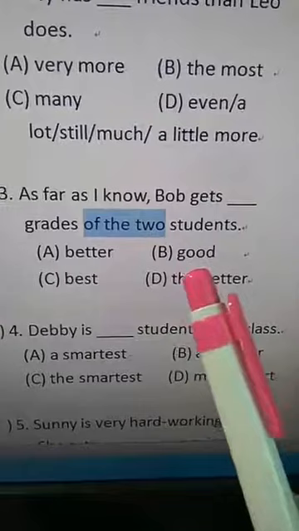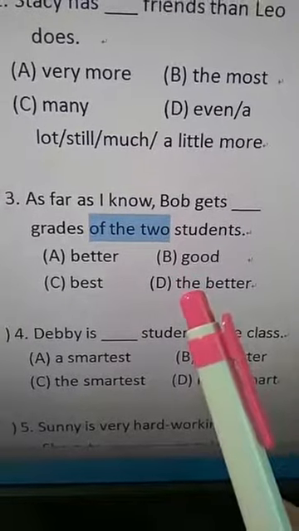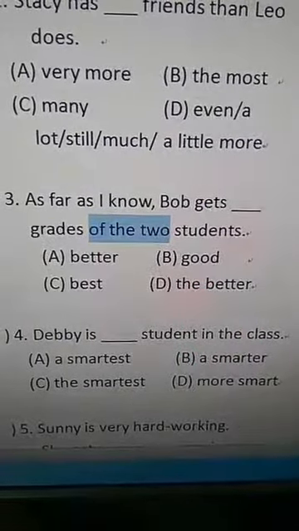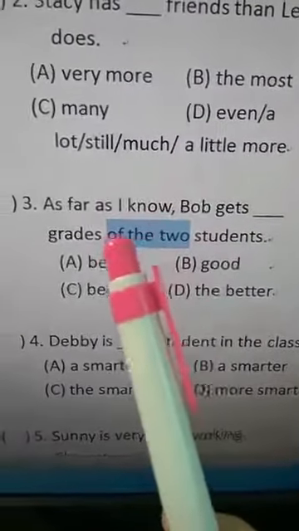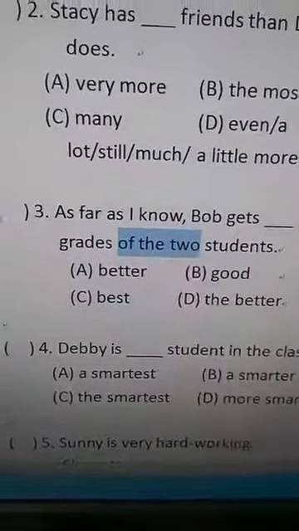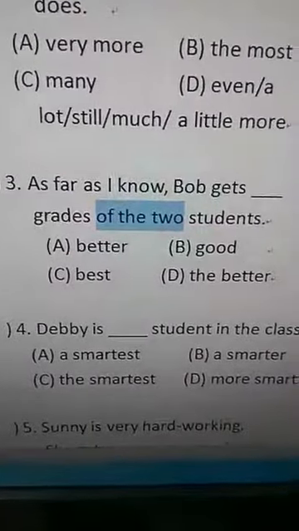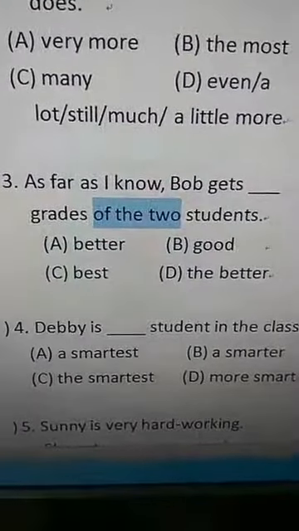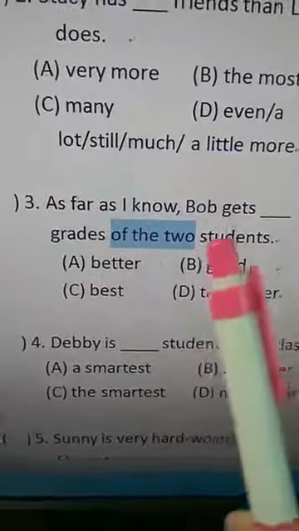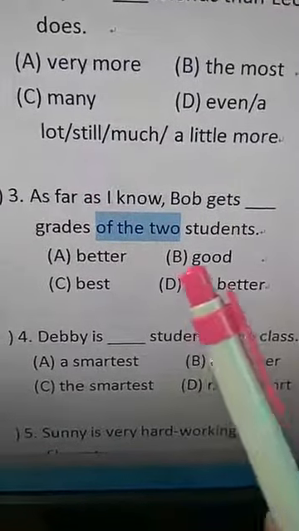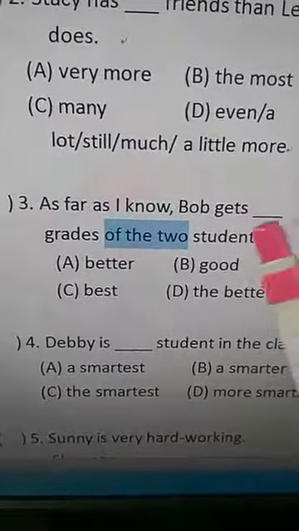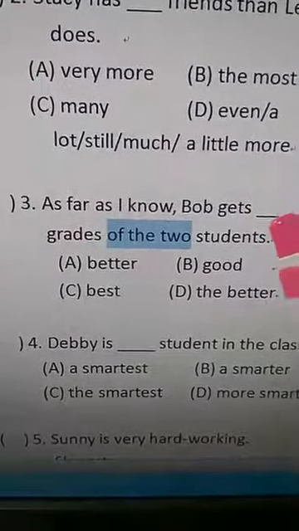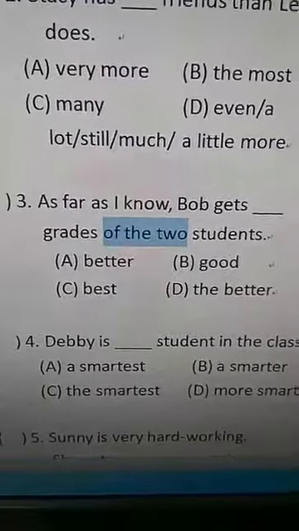You have to use the "the" here, all the time. Remember that, okay? I'll say the key rule again for you. Whenever you see "of the two," remember to use the comparative form. Secondly, whenever you see "of the two," don't forget to add "the" in front of the comparative form. Okay, so that's the key point for this kind of sentence pattern.